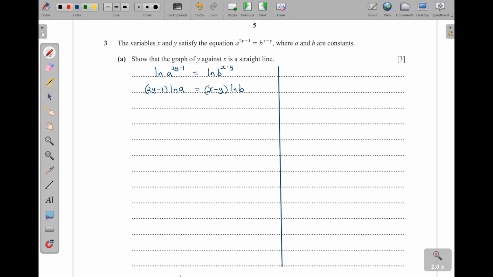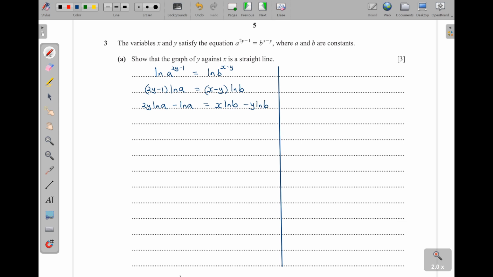Now you can open the brackets. So 2y times natural log of a gives 2y natural log of a, then minus, because you have negative 1 times this one, you get minus natural log of a. This way we shall have x natural log of b, then minus y natural log of b.